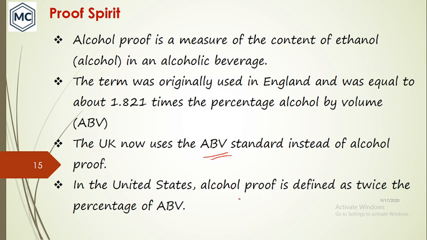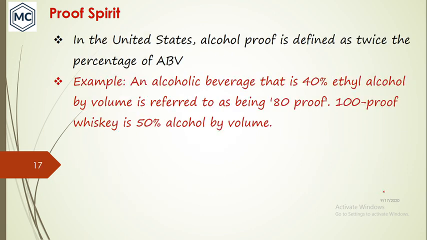In the United States, alcohol proof is defined as twice the percentage of alcohol by volume. Suppose an alcohol by volume is 40%, what is proof? Twice that alcohol by volume, that is called 80 proof. So an alcohol bottle of 80 proof contains only 40% ethanol. And a bottle containing 100 proof whiskey contains 50% alcohol by volume.